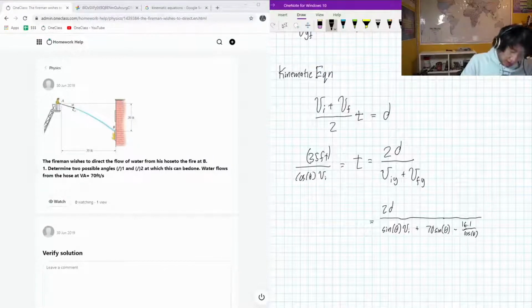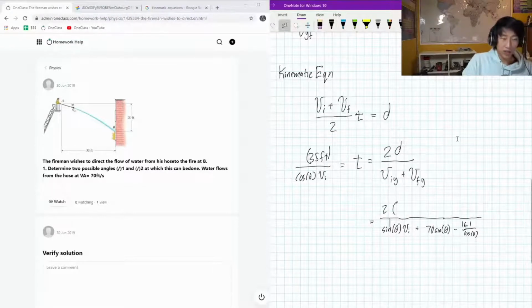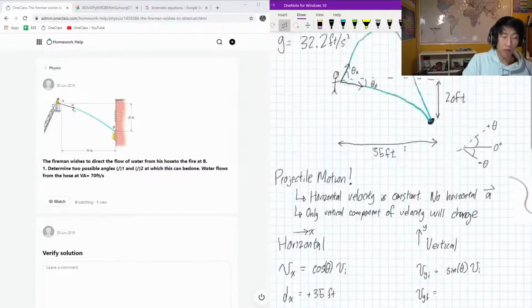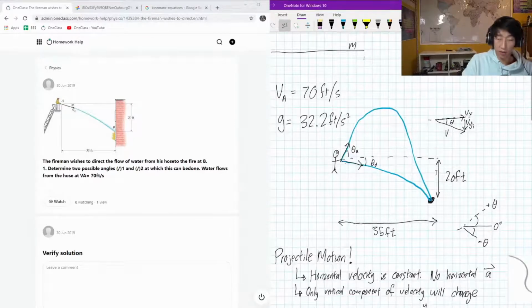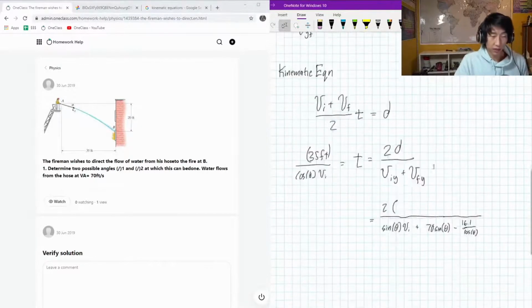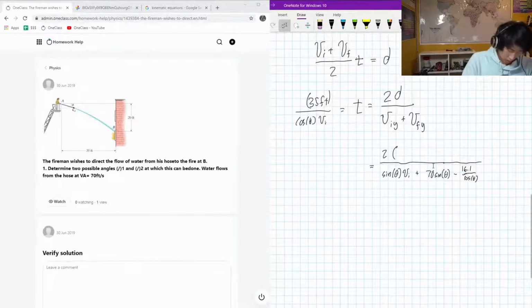Okay, and instead of d over here, we can sub in that number. I know that d, which is the vertical distance, because that was corresponding to the vertical component of it, is going to be 20 feet. Okay, and 35 divided by 70, that's going to be 2 on the bottom, because VI is 70 meters per second.